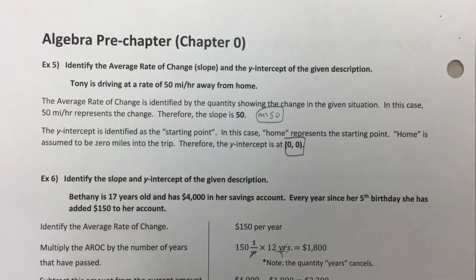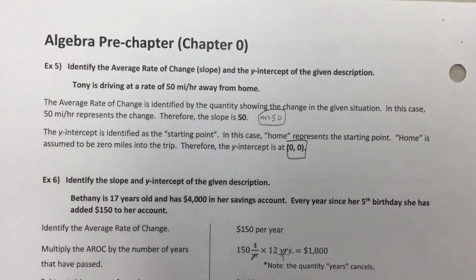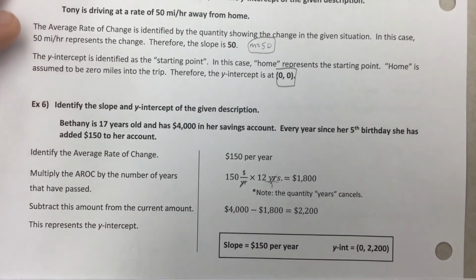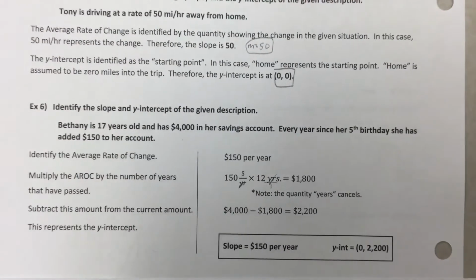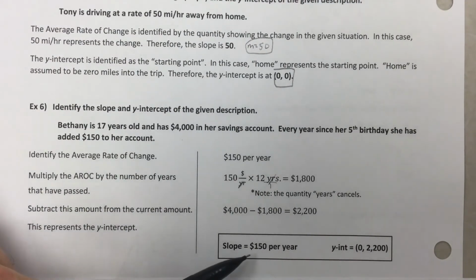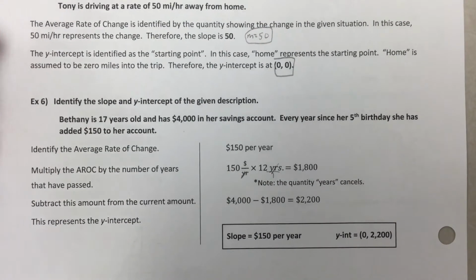So we subtract that from the current amount. So we take the 4,000 minus the 1,800 that was added over those 12 years, and $2,200 would be our starting amount. So she started her account with $2,200. So notice we have 150 as a slope, y-intercept of 0, 2,200. All right, try 1 and 2 on your own.